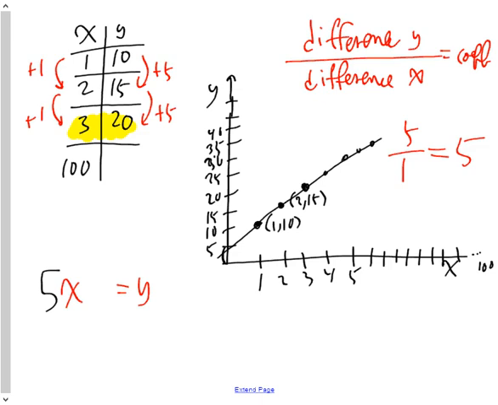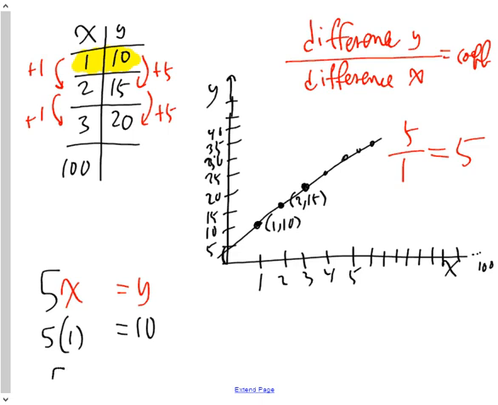So now that I know my coefficient, I go back to that first ordered pair, or any ordered pair, it doesn't matter which one I choose. I'm going to go back to the first one, and I'm going to take those x and y values, and I'm going to take the x value and substitute 1, and I'm going to take the y value and substitute 10.